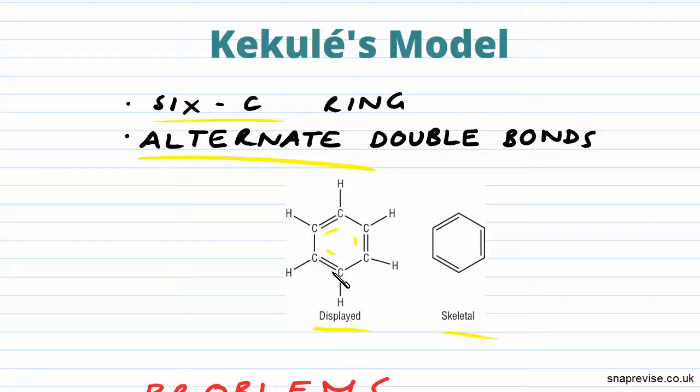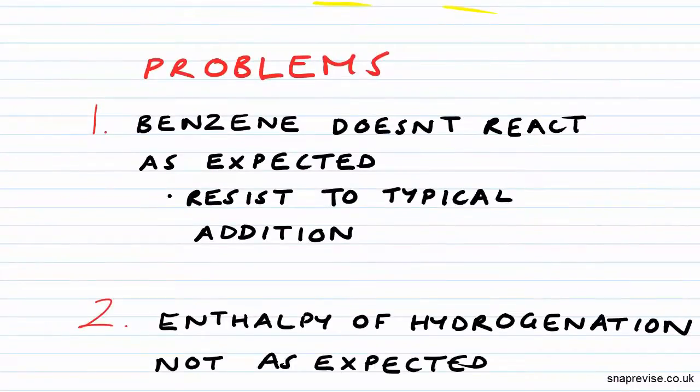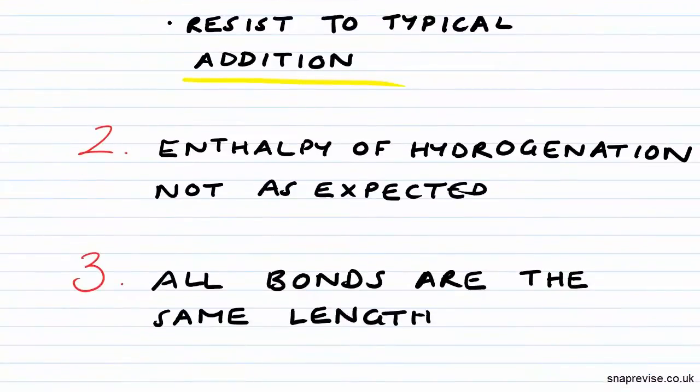However, there are a number of problems with Kekule's proposed structure. The first problem was that benzene does not react as expected. It's resistant to the typical addition reactions that we'd expect it to undergo if it had these alternate double carbon bonds. The enthalpy of hydrogenation of benzene is also not as expected. It's less exothermic than we'd expect. And in our benzene molecule, all bonds are the same length, which doesn't fit in with this theory of alternating double and single carbon bonds.